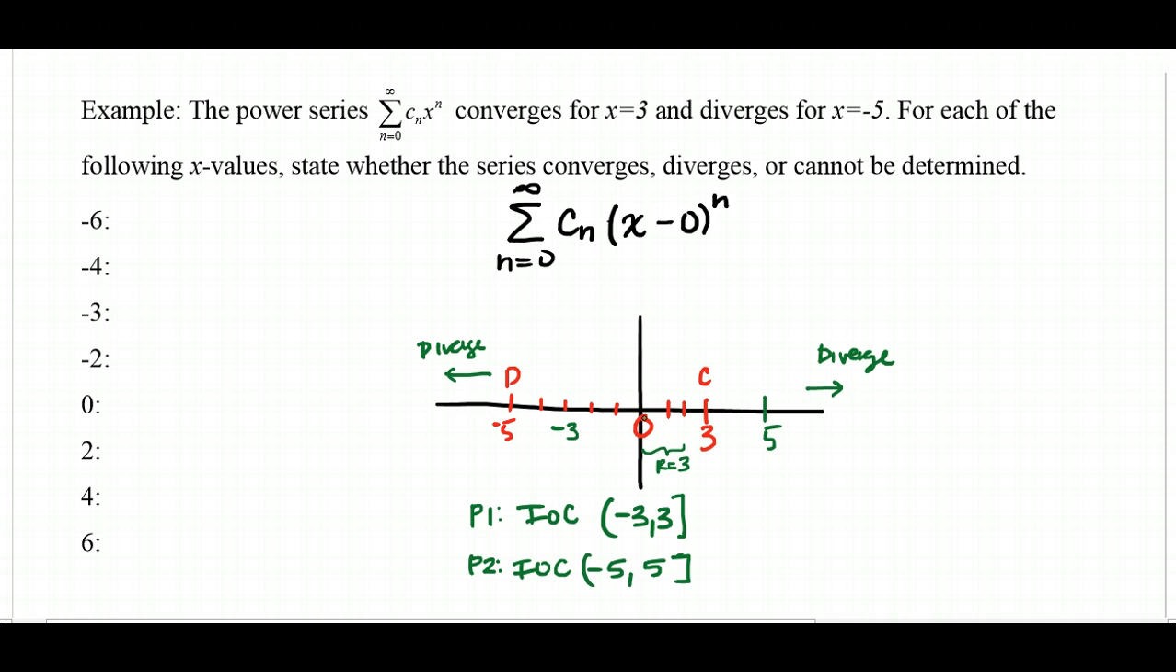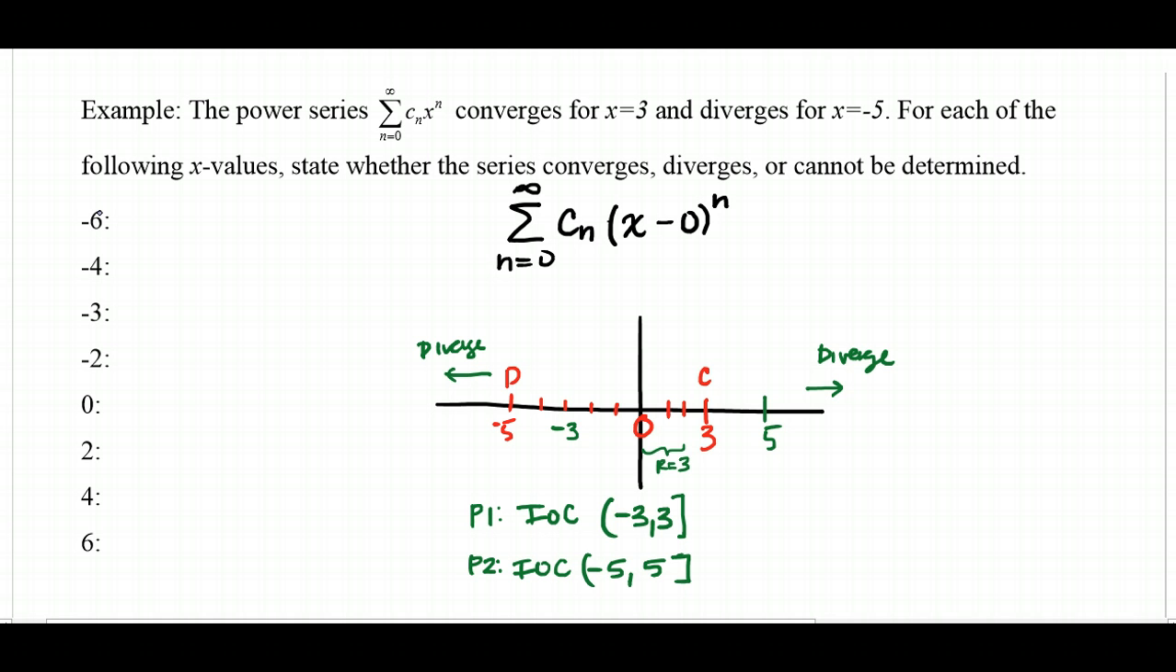So my interval of convergence is centered around the center. So the smallest can be from -3 to 3. The biggest can be from -5 to 5, but I have to keep in mind the possibilities for the endpoints. So what the rest of the question is asking me to do is for each of the following x values, state whether the series converges, diverges, or it cannot be determined from the information given.